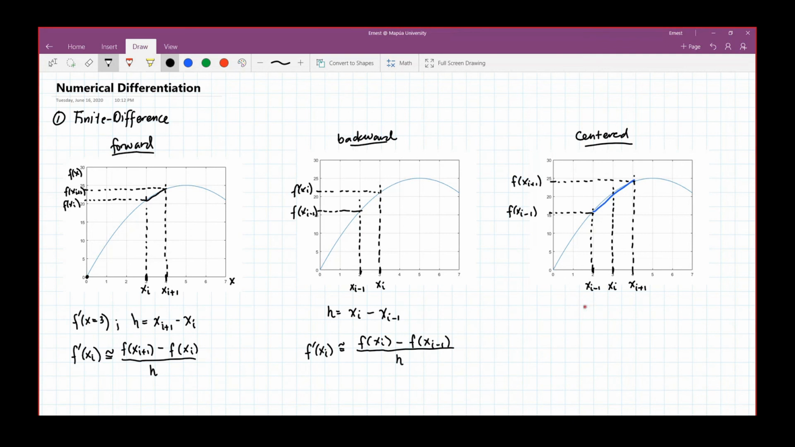Our h here would be either xi minus xi minus 1 or xi plus 1 minus xi. Either way, it's still the same because we're looking for a finite difference, so we are looking for equal spacing. But the derivative at xi will now be approximately equal to f of xi plus 1 minus f of xi minus 1, now divided by, because we're looking at this whole step, 2h.